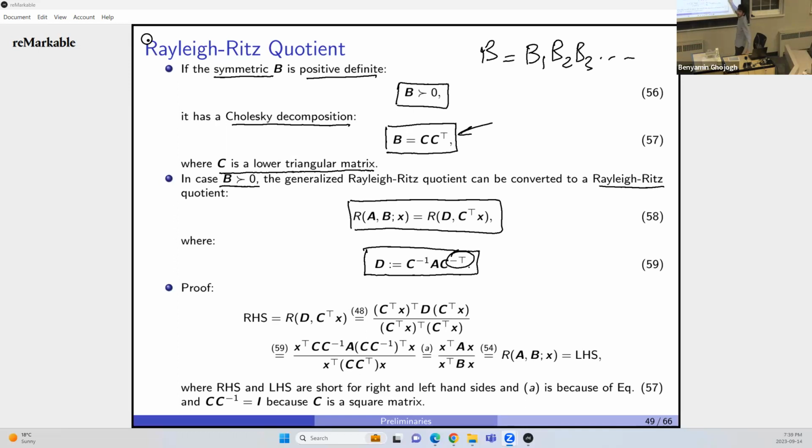For example, in eigenvalue decomposition, we factorize into 3. Singular value decomposition, into 3. In Cholesky decomposition, into 2. And again, don't worry about how we do the Cholesky decomposition. See it as a black box. But if B is positive definite, we can write it as a lower triangular matrix times its transpose. Then I'm going to use that to tell you why this is correct. If B is positive definite, the generalized Rayleigh-Ritz quotient can be written as a Rayleigh-Ritz quotient.